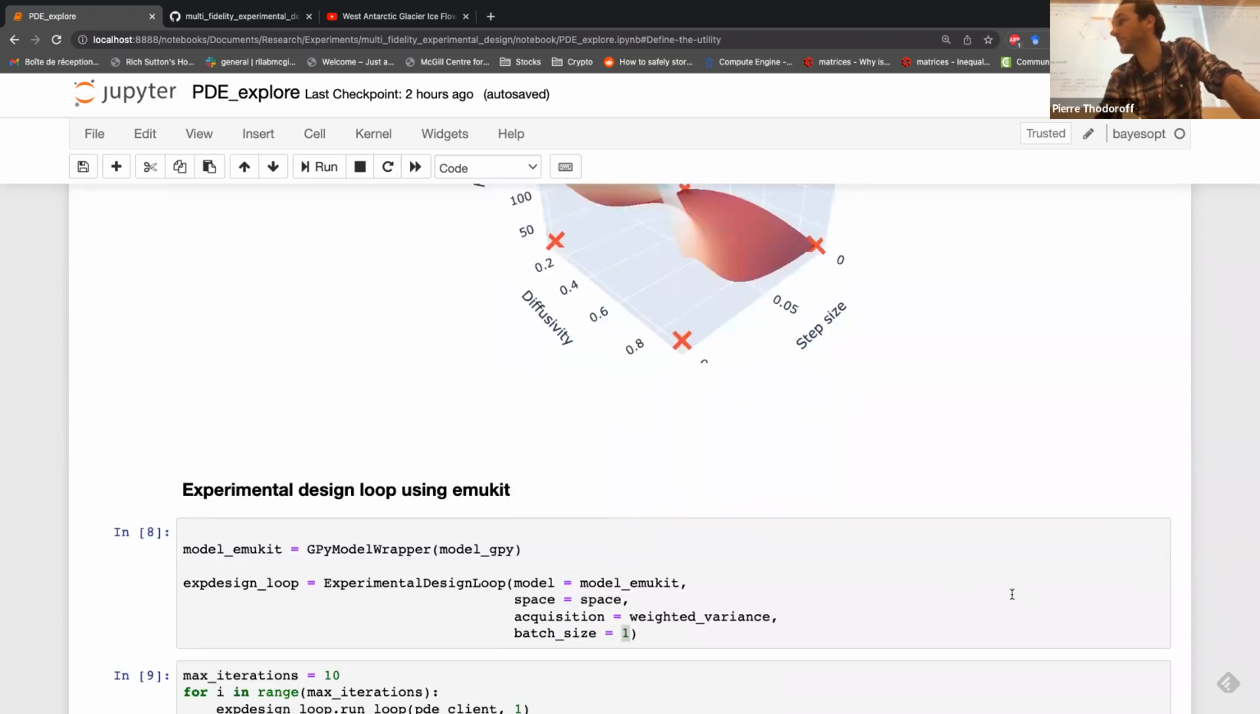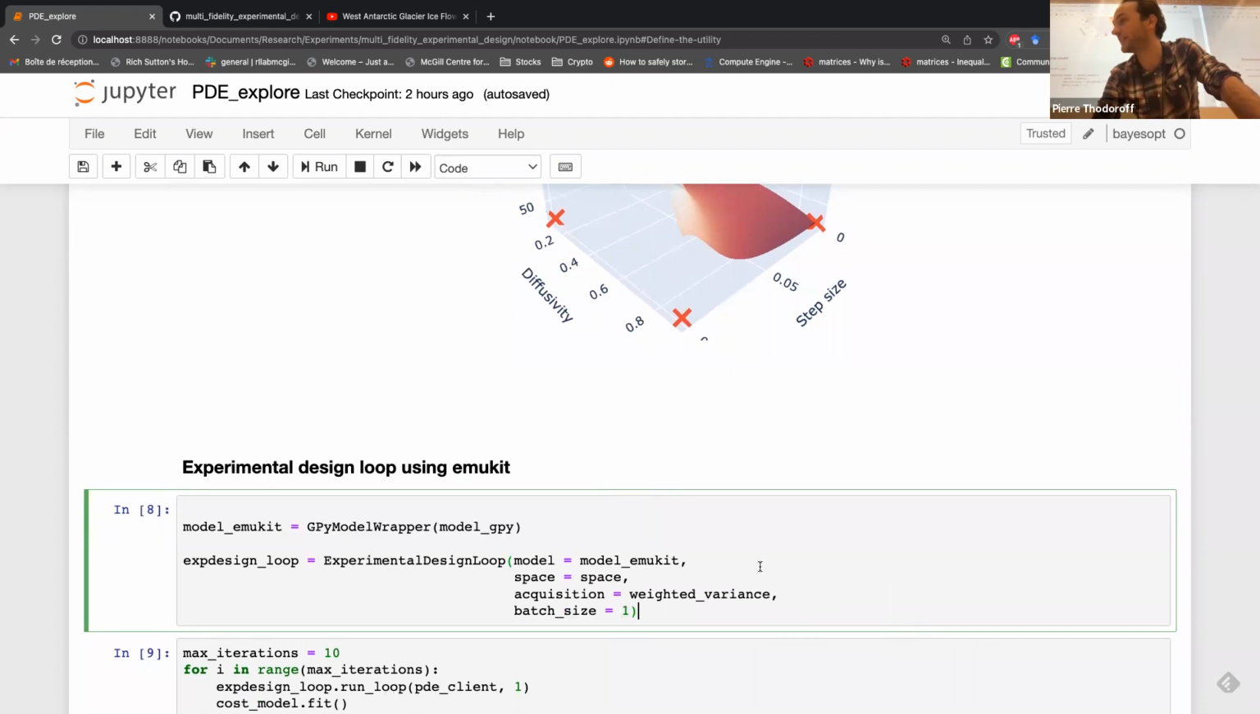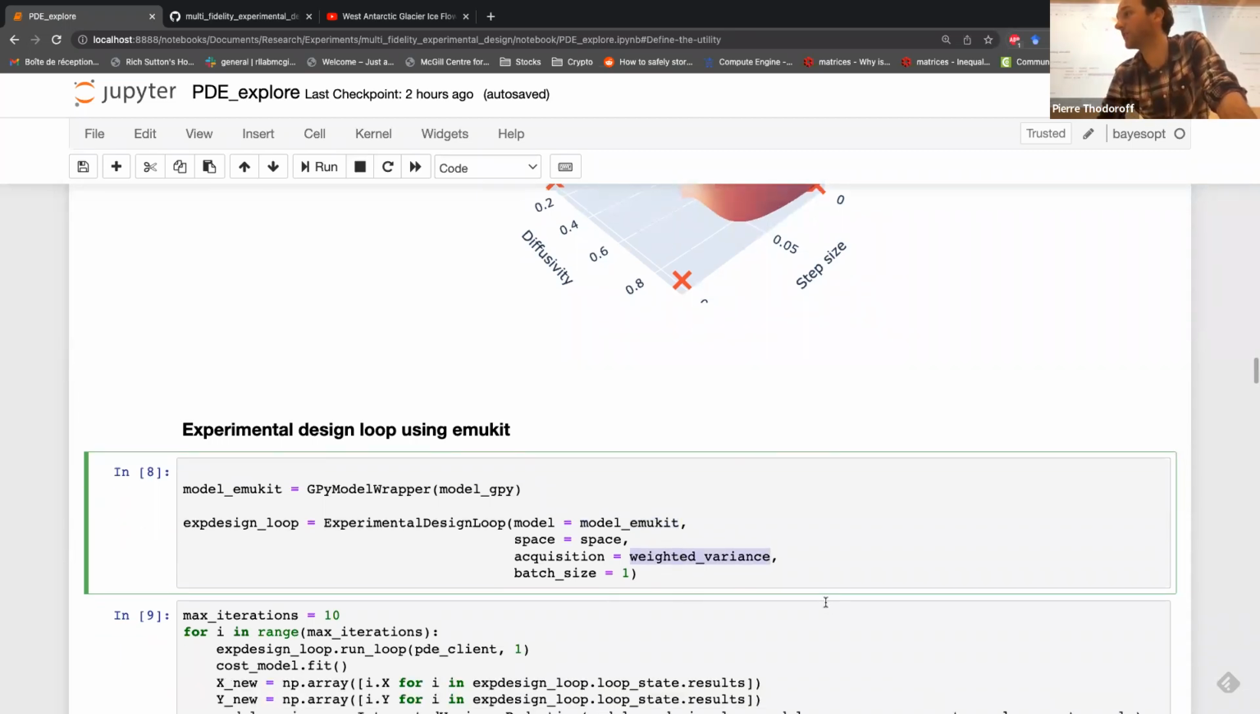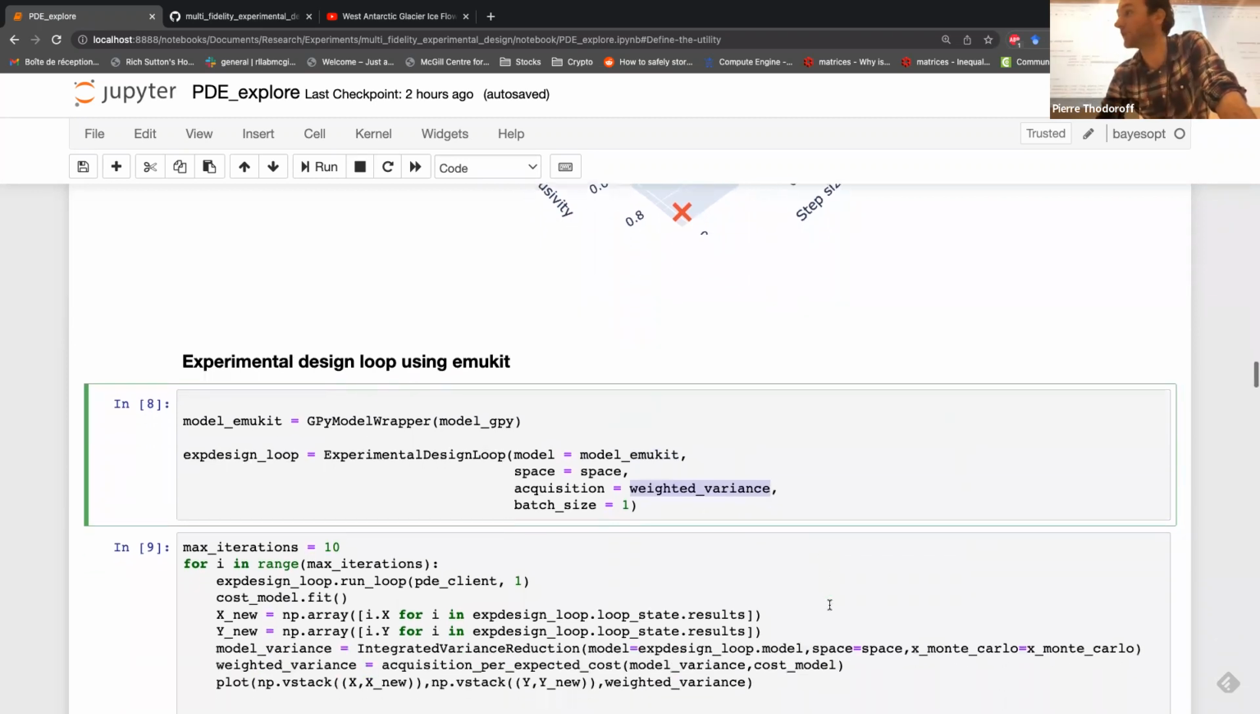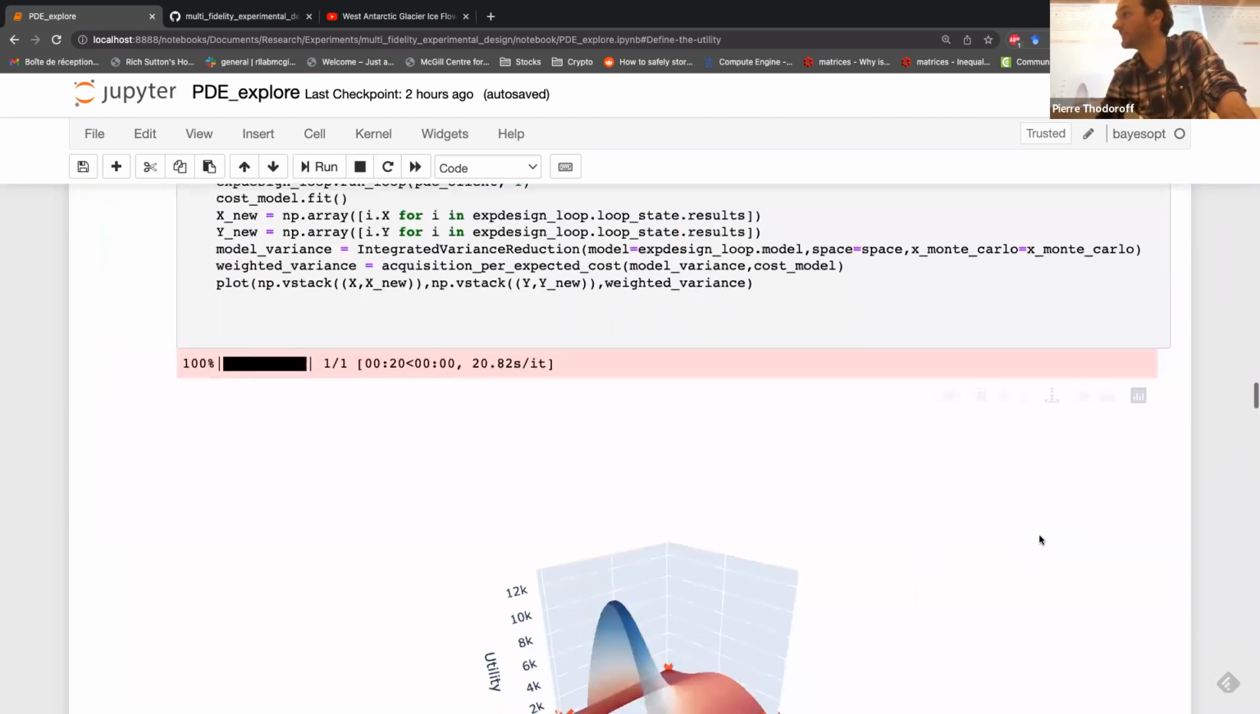And then we can use MUKit, which you should have been using a lot for this class, to define this experimental design loop, where we're going to have the GP model in both dimensions. We're going to have the space. I defined it earlier, but it doesn't matter. The acquisition function is going to be this weighted variance instead of just the variance. And I'm going to show a bit how it evolves as the algorithm runs.